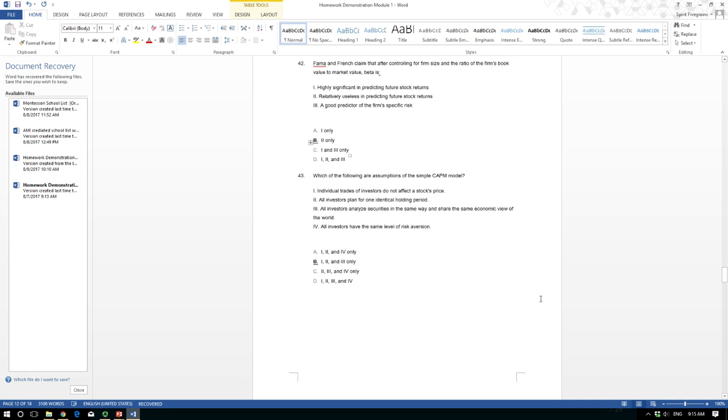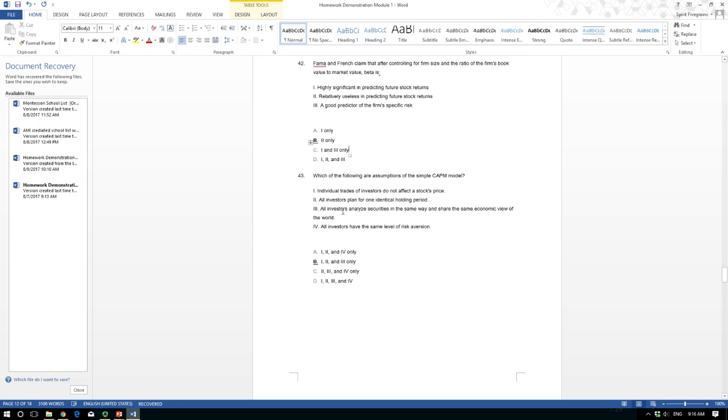Number 43, which of the following are assumptions of the simple CAPM model? You need to identify those assumptions. One, individual trades of investors do not affect stock price. That means no investors can monopolize stock price. That's one critical assumption of the CAPM model. Two, all investors plan for one identical holding period. Three, all investors analyze security in the same way and share the same economic view of the world.